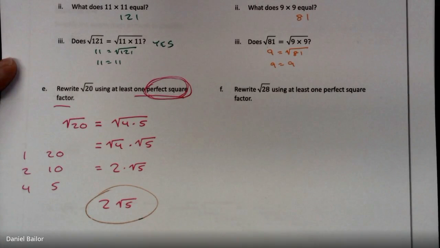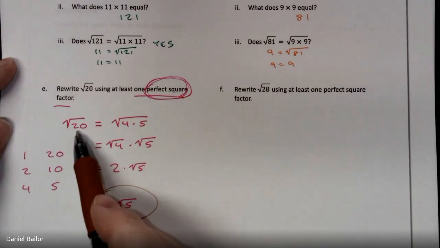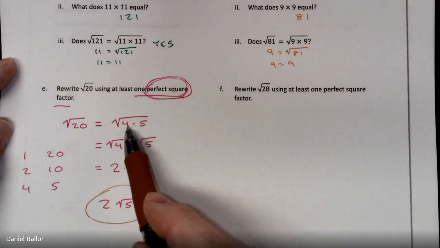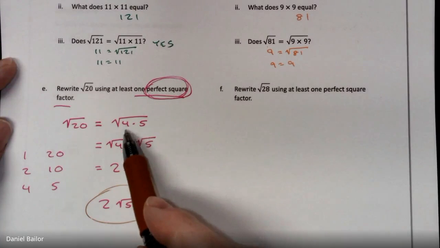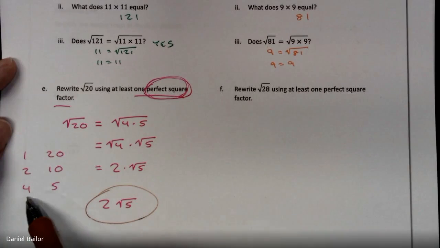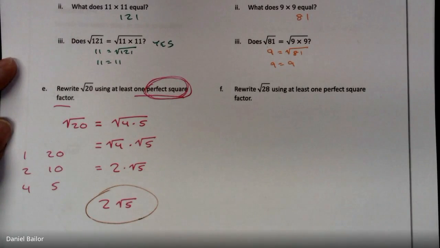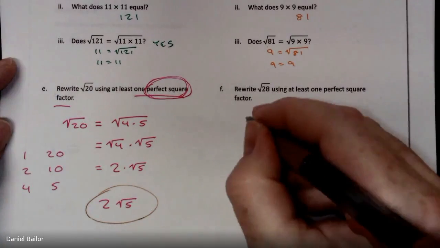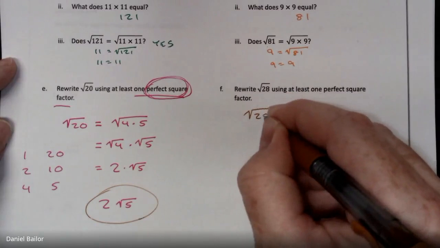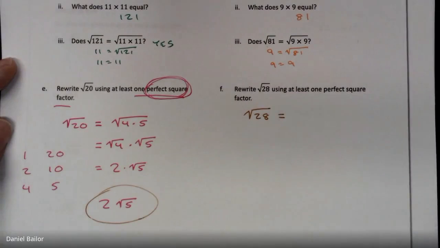Just like that. It is simplified because I think of this like a product. I think it's a product, and I find out what factors have a perfect square. And 4 and 5, 4 is a perfect square. It lets me simplify. Let's do it again, this time with the square root of 28, because 28 is not a perfect square. The square root of 28 is some decimal.